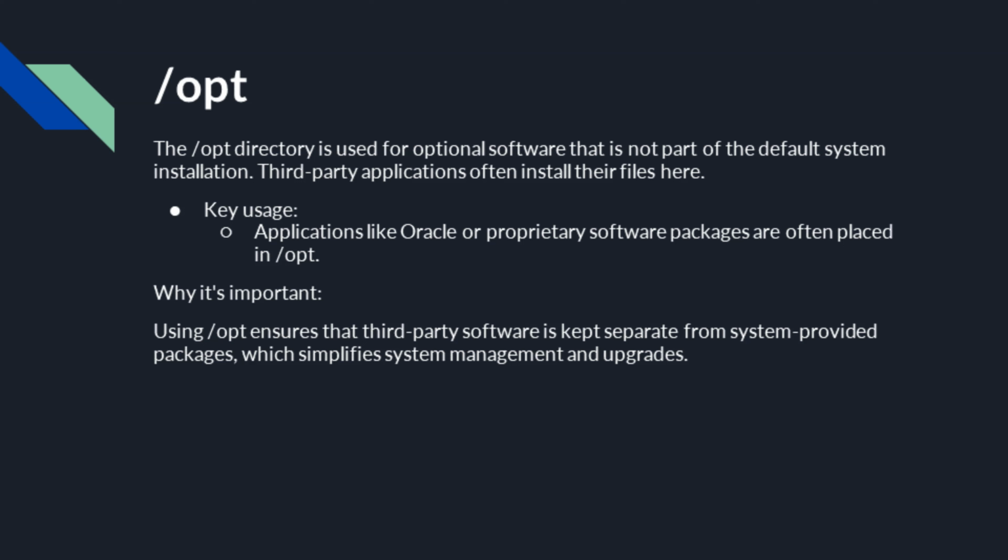/opt. The /opt directory is used for optional software that is not part of the default system installation. Third-party applications often install their files here. Usage: applications like Oracle or proprietary software packages are often placed in /opt. Why is it important? Using /opt ensures that third-party software is kept separate from system-provided packages, which simplifies system management and upgrades.